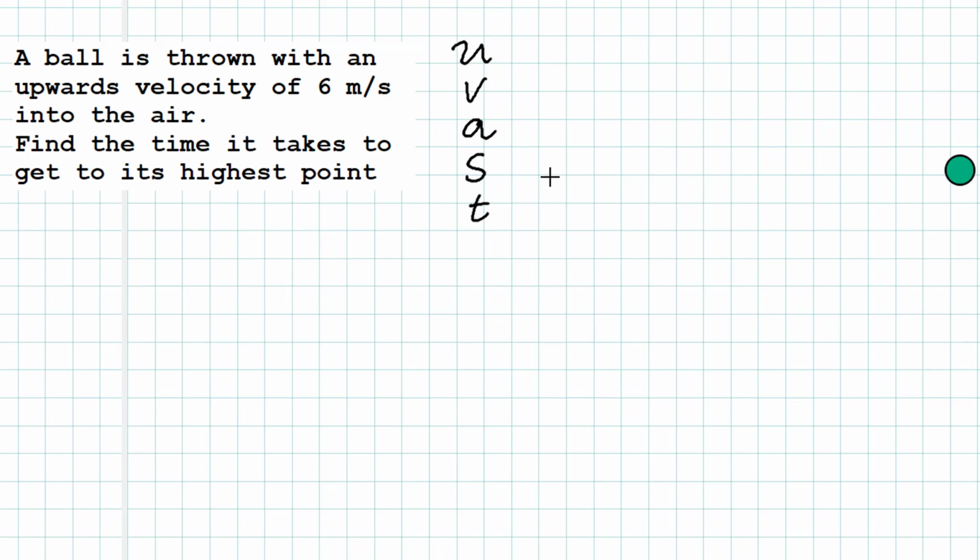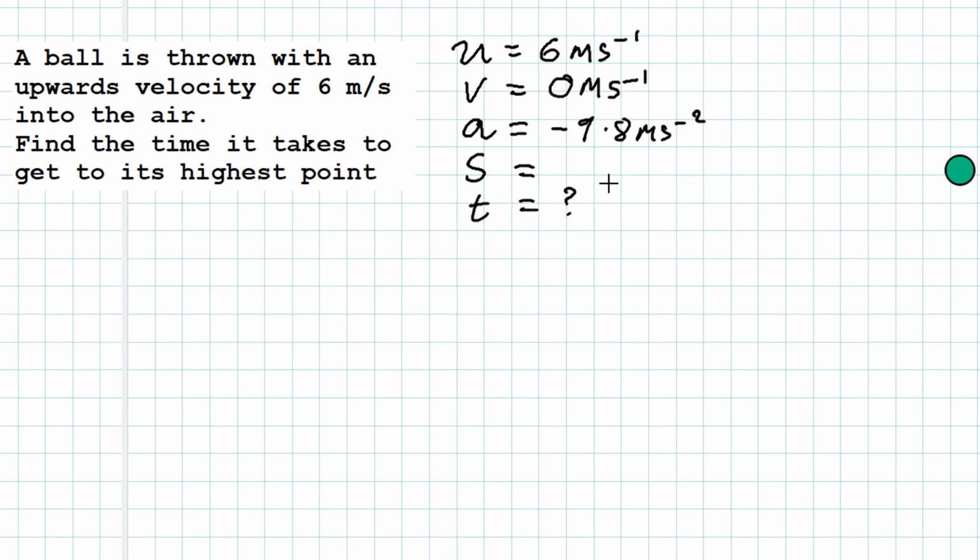First of all, the ball is thrown with an upwards velocity of 6 metres per second into the air. That's your initial velocity, 6 metres per second. What's your final velocity? Well, when the ball reaches its highest point, it's going to have no velocity. So we can say at the highest point, we're going to have no velocity, 0 metres per second. What's the acceleration taking place in this motion? It's acceleration due to the force of gravity. So we're going to have that to be minus, because it acts downwards, minus 9.8 metres per second every second. Do we know the displacement? No. Do we know the time? That's what we're after. We're after time.